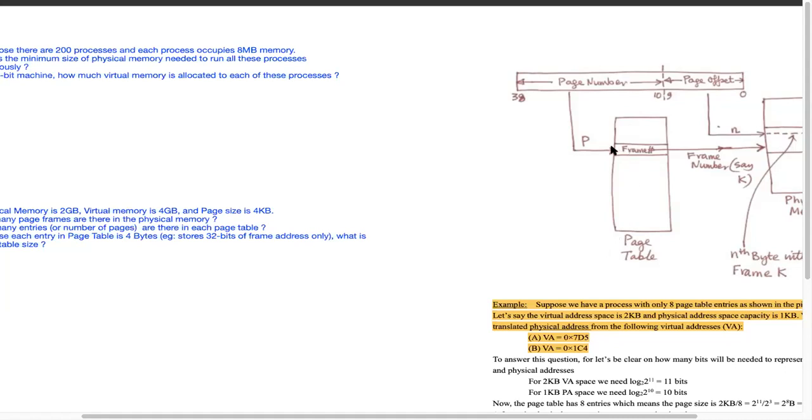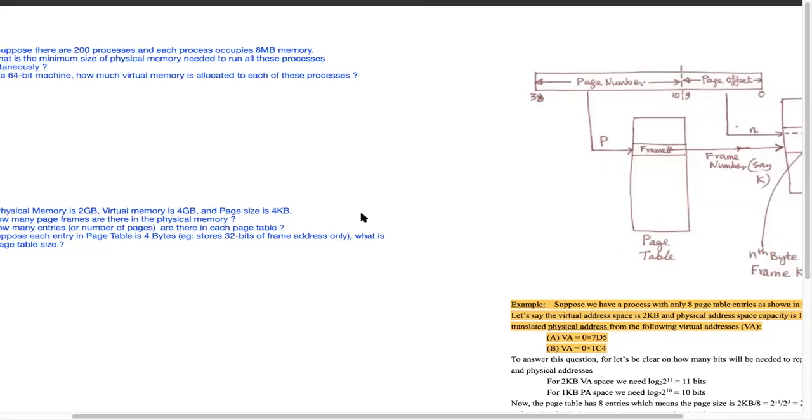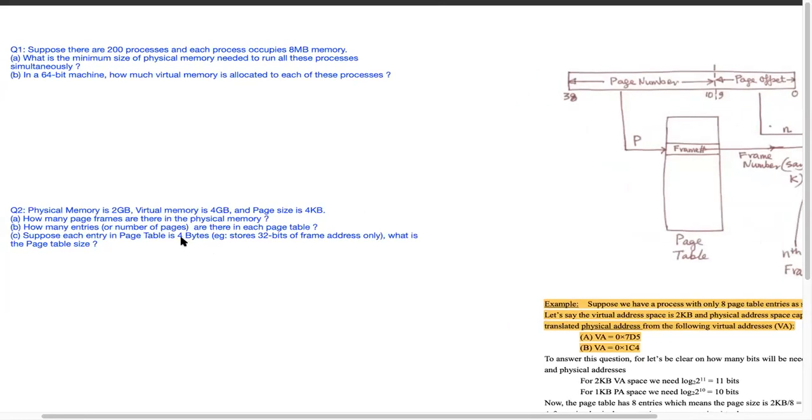Now, every entry in your page table is storing the forwarding address of where to look in the physical memory. Let that forwarding address be 4 bytes long, which is 32 bits. Suppose that 4 bytes is storing only 32 bits of frame address. That means this frame number here is basically 32 bits, right? Now, what is the size of this page table? That's the question.